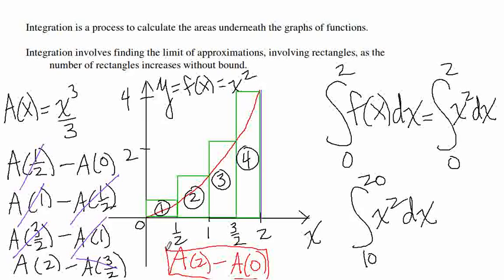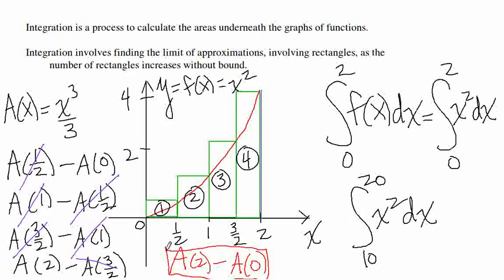Okay, now pause the video and think about how that red expression would change if I had 8 rectangles instead of 4. And if I had 80 rectangles instead of 4, or 1,000 rectangles. Okay? Think about that for a second. Okay, now I will continue.